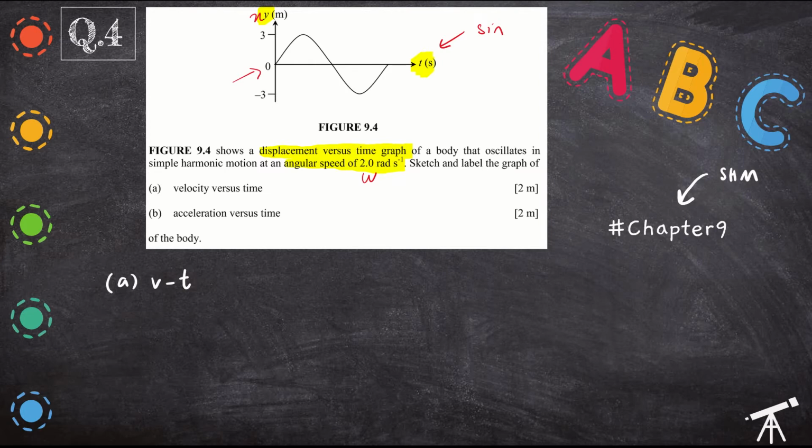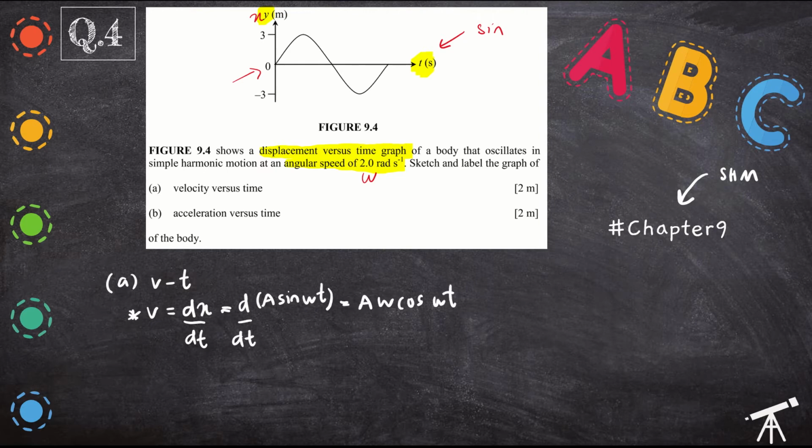So we have to know the equation for velocity. Velocity is equal to the differentiation of displacement with respect to time. Differentiate A sine omega t with respect to t. Finally, you'll get v is equal to A omega cos omega t. Okay, so now we can plot our graph of velocity against time.